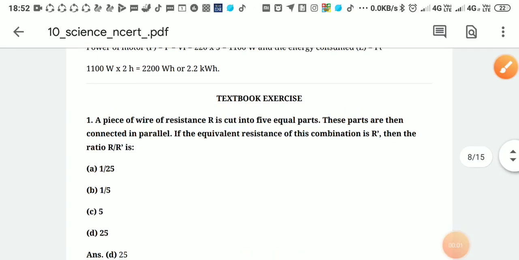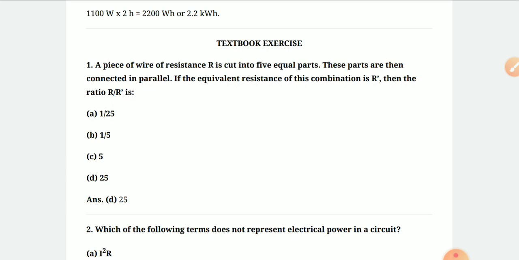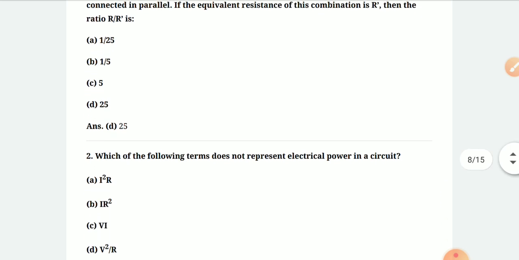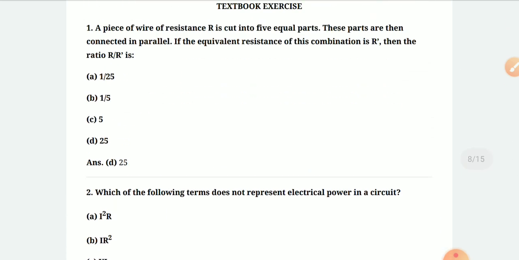Dear students, today we will discuss our NCERT exercise. In this exercise, we have four in-text questions. We have four objective questions, but these objective questions we have to solve. We cannot write direct answers to these questions. Okay, not wasting much time.